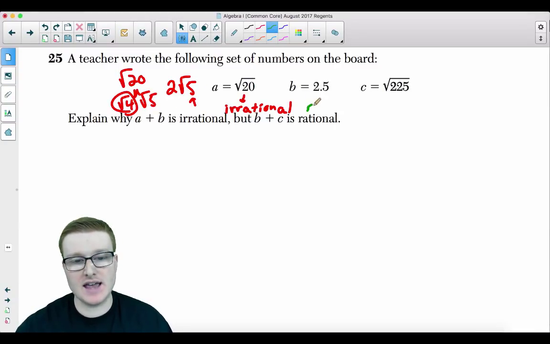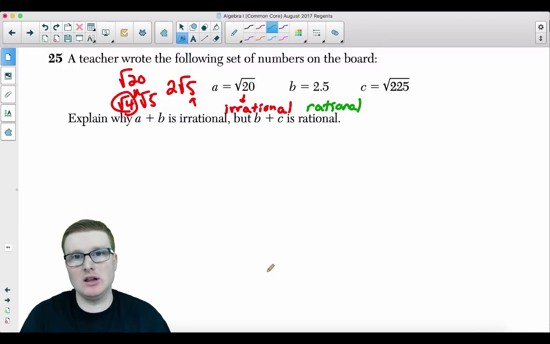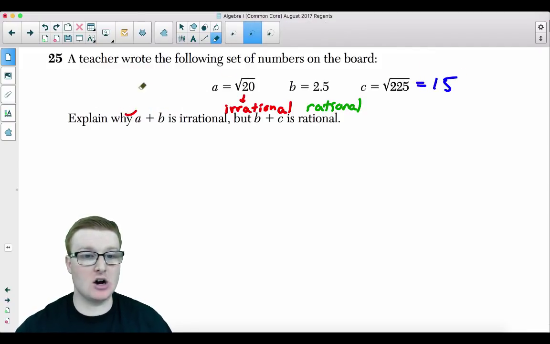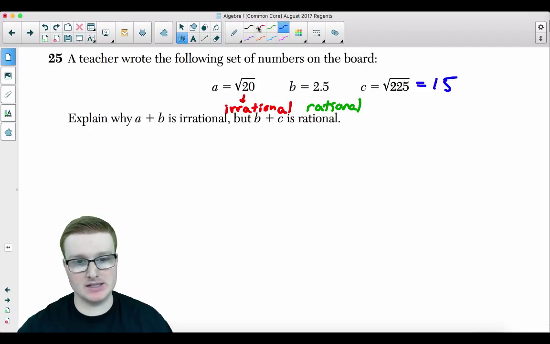2.5, this is a rational number, and it's a rational number because it's a decimal that terminates. If it's a decimal that terminates, it is a rational number because it could be written as the ratio of two integers. And the square root of 225, if you don't know that, you can just type it into your calculator, but that is just the number 15. So basically, we need to explain why a plus b is irrational, but b plus c is rational.